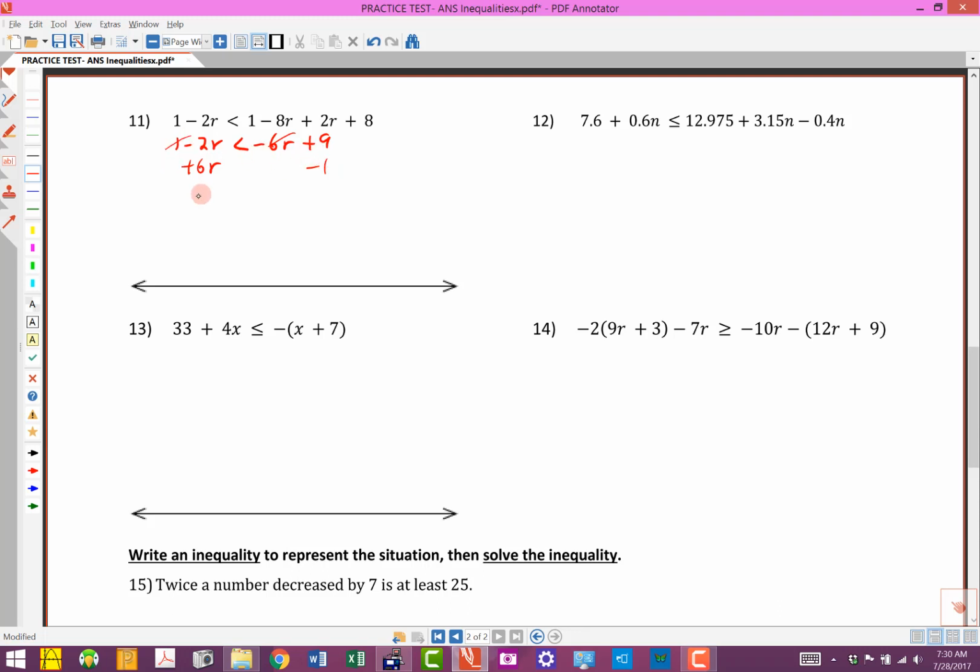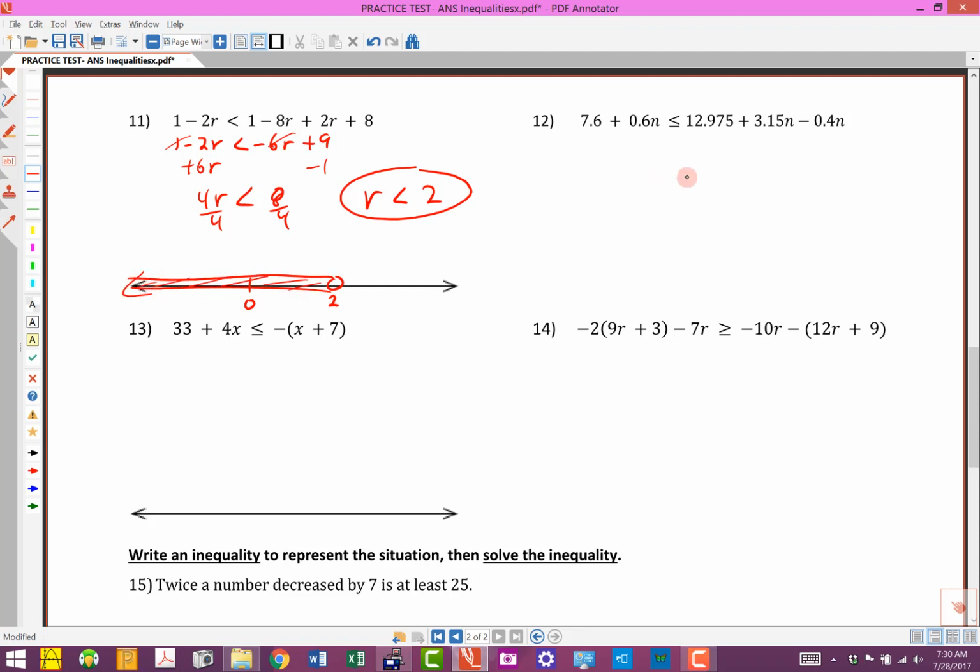So let's see, we get 4r and less than, because all we were doing is adding and subtracting. We get an 8 right here, so we'll divide by 4, and this works out pretty nicely. We're dividing by a positive, so we don't change the direction. So we've just got r is less than 2. So 0, 2, don't fill it in, and we're going to shade less than, so shade to the left.